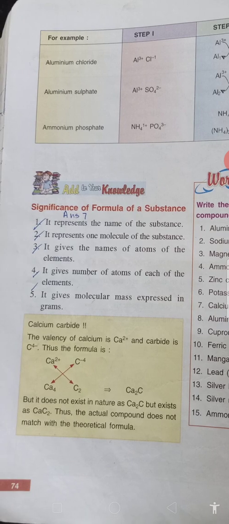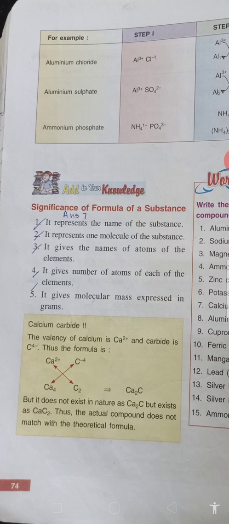Now we come to what is the significance of writing these formulas. Now children, the significance is that when we write a chemical formula, it represents the name of that substance. So the name of the substance comes by writing their formula. It represents one molecule of the substance. As we have discussed, if it is H2O, then it represents one molecule of that compound. Then it gives the name of the atoms of the element. So by writing the formula, we even come to know the different atoms of different elements which are present in one molecule of a substance.